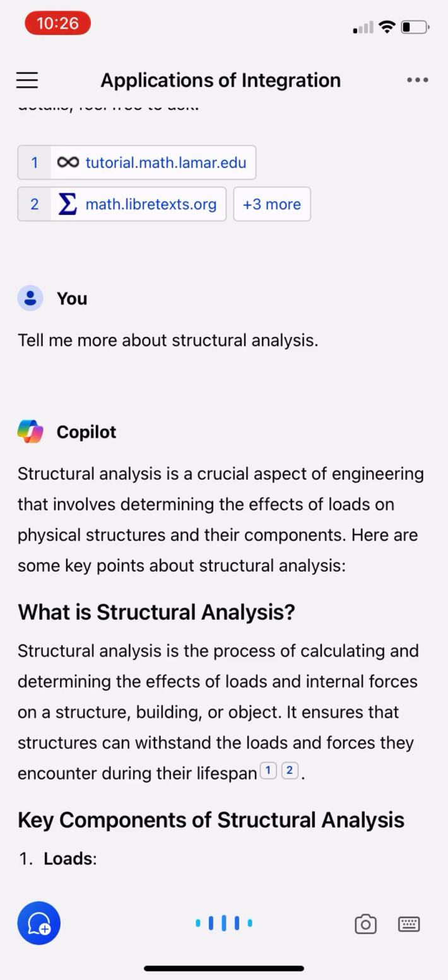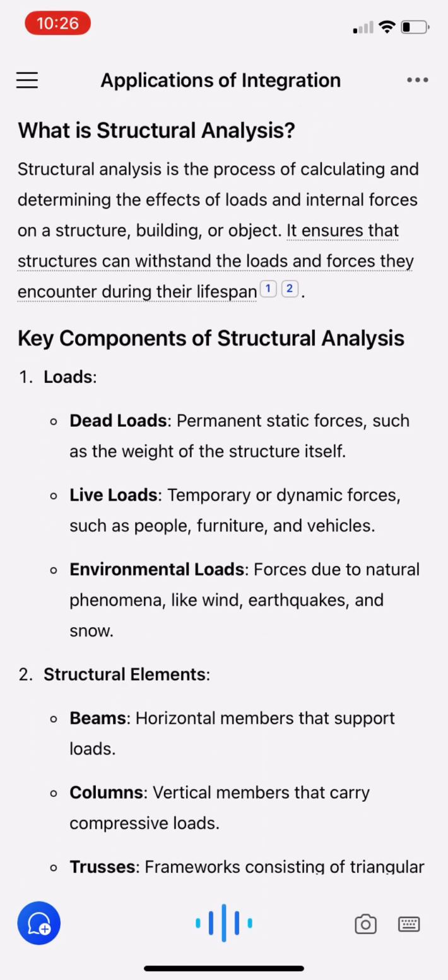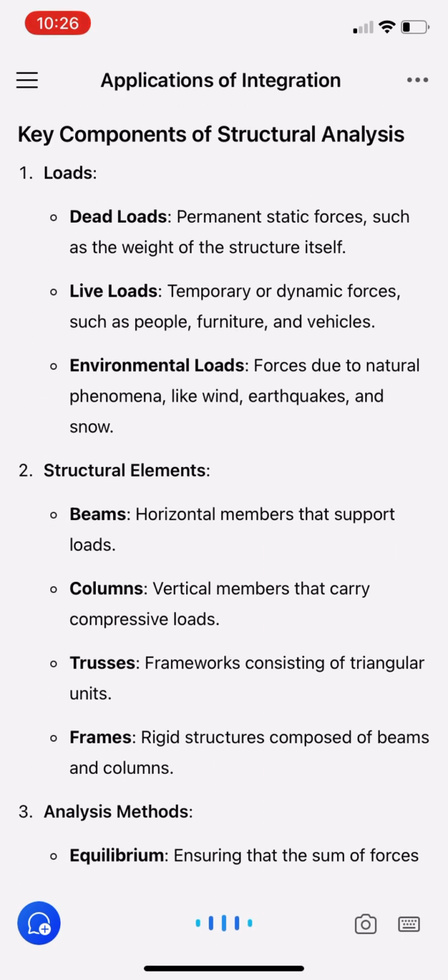Key components of structural analysis. Loads. Dead loads, permanent static forces such as the weight of the structure itself. Live loads, temporary or dynamic forces such as people, furniture, and vehicles. Environmental loads, forces due to natural phenomena like wind, earthquakes, and snow.